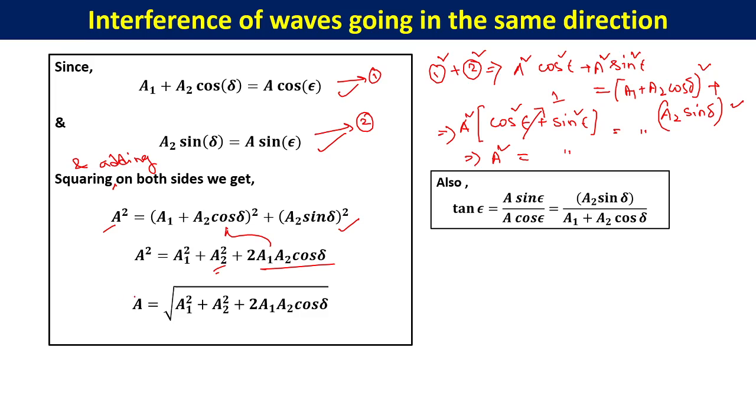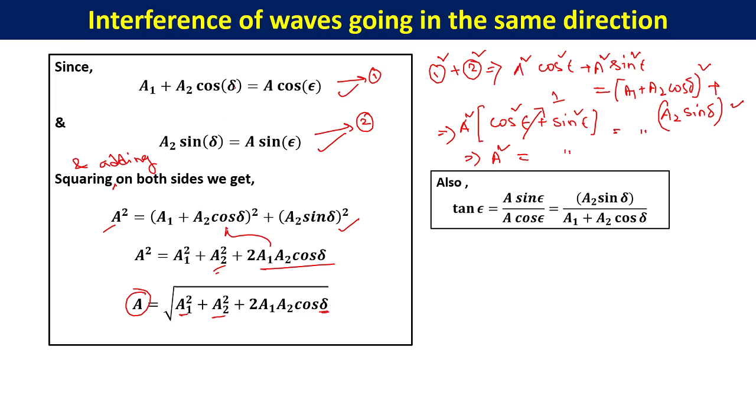So a is equal to square root of a1 square plus a2 square plus twice a1 a2 cos delta. So the ultimate amplitude A after superposition of two waves having amplitudes A1 and A2 is given by this relation, square root of A1 square plus A2 square plus twice A1 A2 cos delta. What was delta? Delta was the phase difference between the initial waves y1 and y2. Alright, what is epsilon in that case?